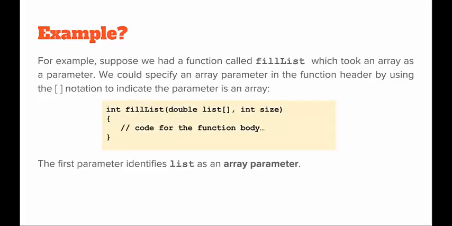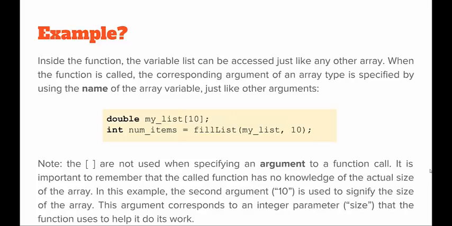For example, suppose we had a function called fillList, which took an array as a parameter. We could specify an array parameter in the function header by using the bracket notation to indicate the parameters in an array. Take a moment to look at this code sample before you. Notice how the first parameter identifies list as an array parameter, using not just type and name, but also an empty set of square brackets. It's important to remember that this set of brackets should remain empty.